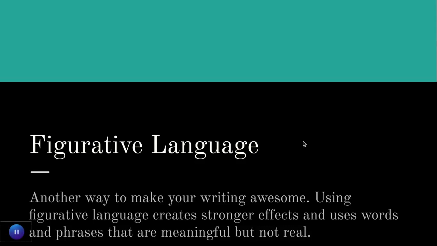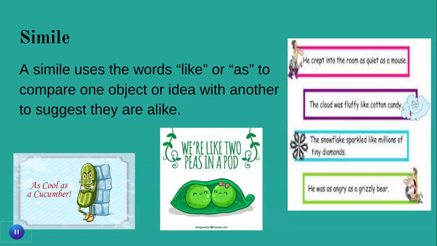The first form of figurative language that we're going to learn about is a simile. A simile uses the words like or as to compare one object with another to suggest that they are alike. For example, I have some really cool examples here. The first one is as cool as a cucumber. Okay, well, you're not really a cucumber, but you're cool, so you're as cool as a cucumber. Another example is we're like two peas in a pod. Well, we aren't really peas, are we? So it's just saying that we're close.